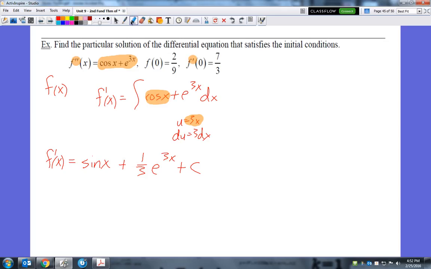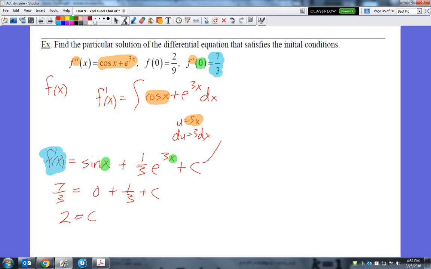So I'm going to use the prime values. The input is 0, so I'll put that where x is, and the output is 7/3. Okay? So, again, sine of 0 is 0. So we have 0 plus 1/3 plus c is equal to 7/3. 7 minus 1 is 6/3. So c would equal 2.